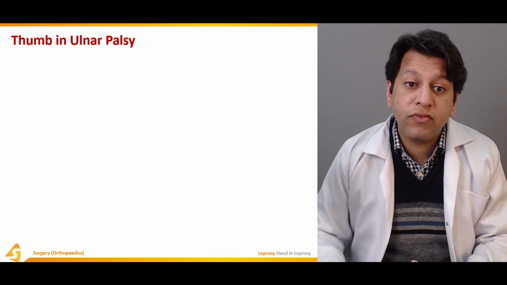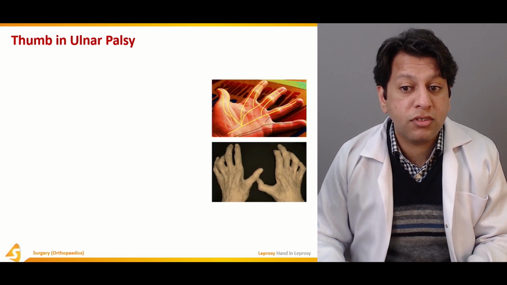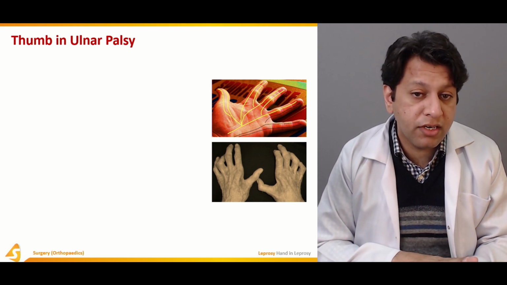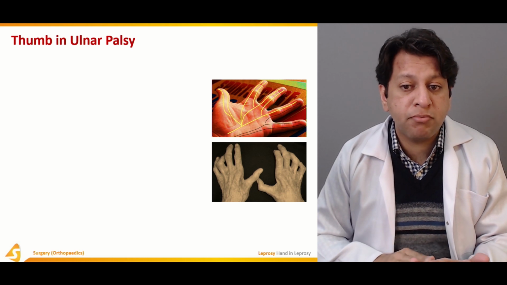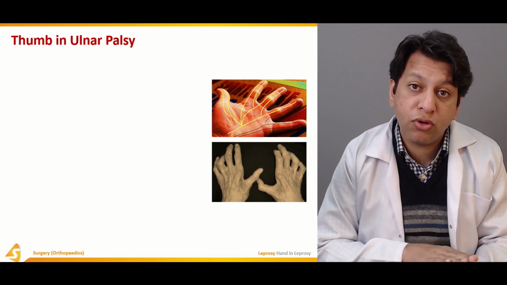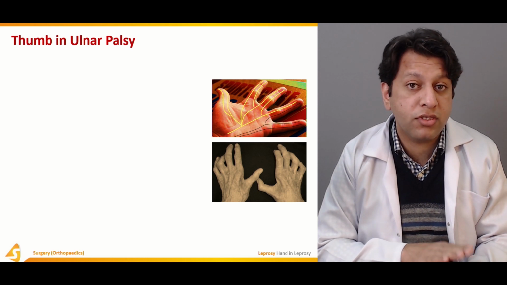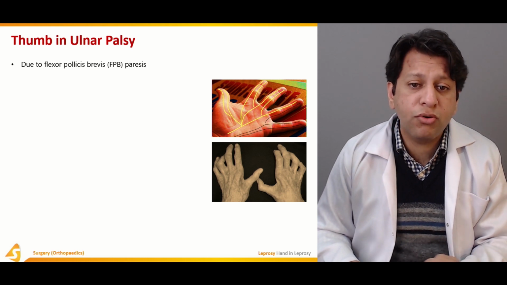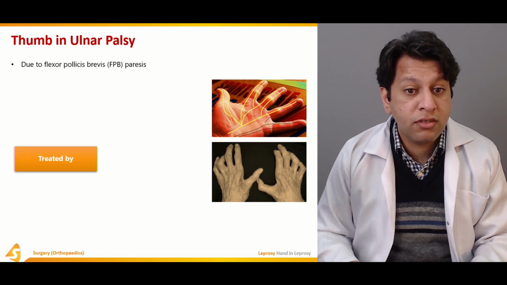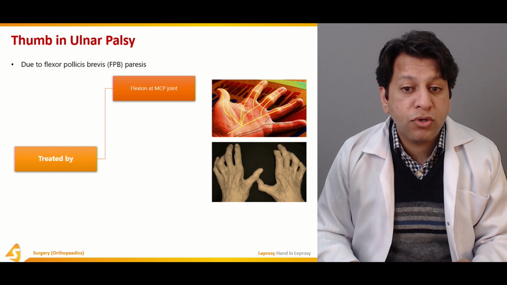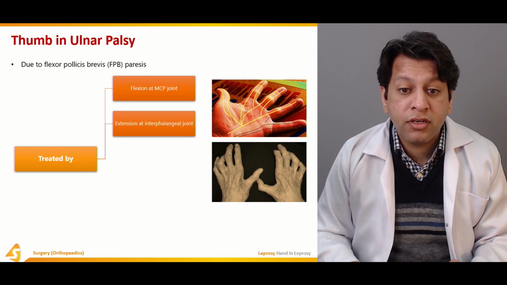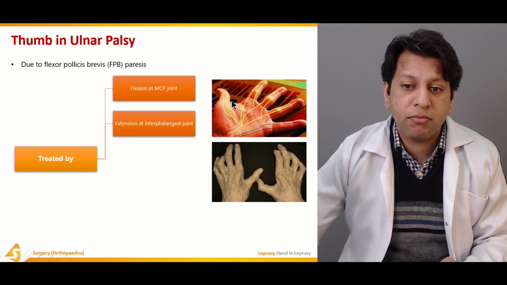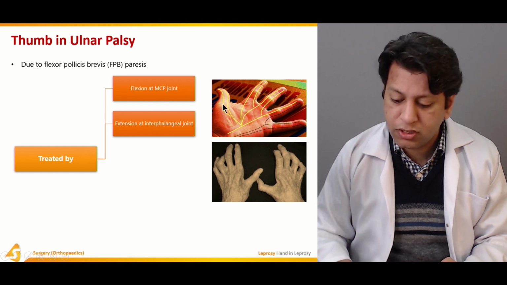Another option is if there is a thumb problem, although the thumb would be intact because it's mainly supplied by the muscles which are supplied by the median nerve. But if there is associated ulnar palsy, what deformities may also be seen in a leprosy hand with median and ulnar nerve palsy? This could be due to flexor pollicis brevis paresis, and the problem could be flexion at the metacarpophalangeal joint and extension at the interphalangeal joint. As you can see over here, there is metacarpophalangeal flexion and interphalangeal extension.